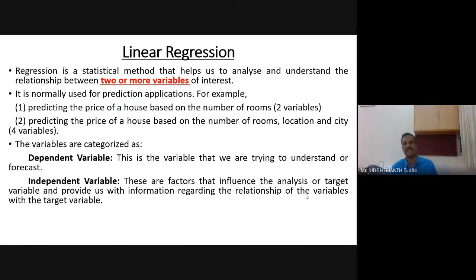Then the other one is the independent variable. These are factors that influence the analysis or target variable. The target variable is nothing but the price of the house. But these variables, number of rooms, location, and city, influence the value of the target variable and provide us with information regarding the relationship of the variables. So when these change, the price of the house also will change.